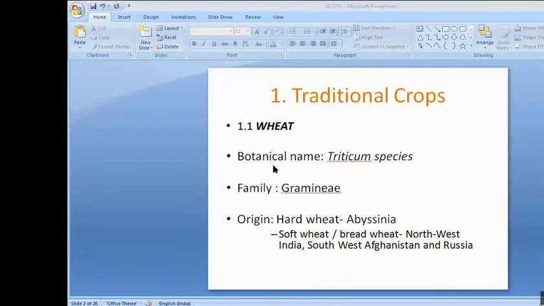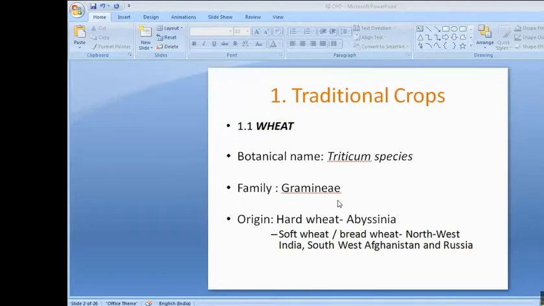Now, in every crop you have to study the botanical name. There are various botanical names, you shall see in the next slide. But all wheat species belong to the genus Triticum. Family is Gramineae, and origin. You have to study the origin of every crop. Origin means the place where the crop was originated for the first time. So that is called origin.